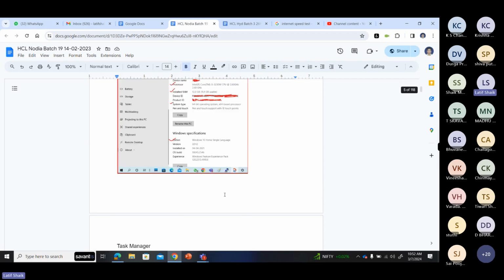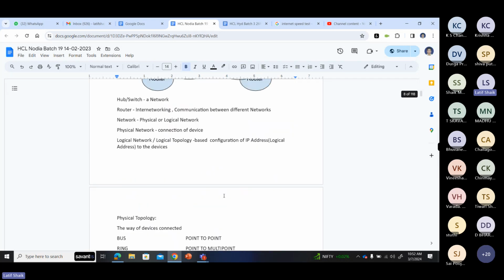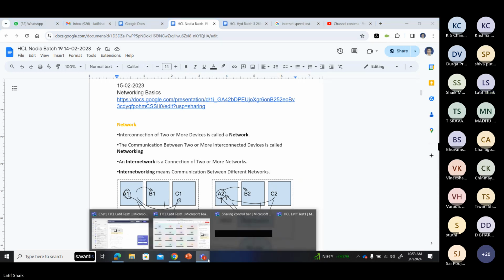We'll see that it won't be completed in one day. It is a lengthy topic. So moreover, I will concentrate on the very main important points. Small points we can see. So here it is.